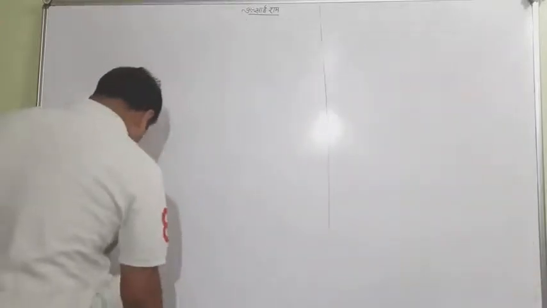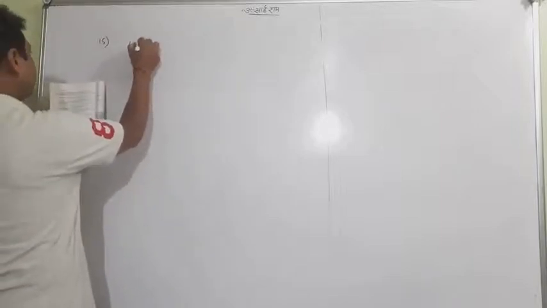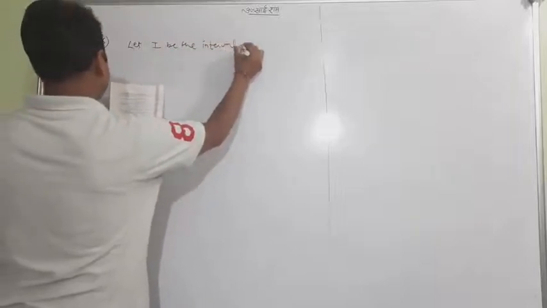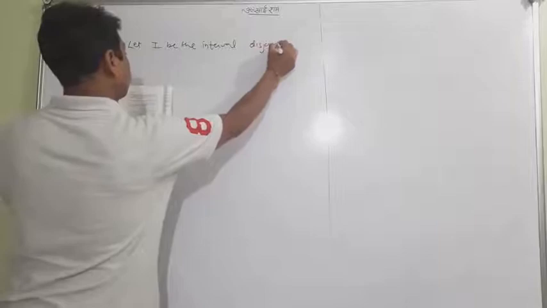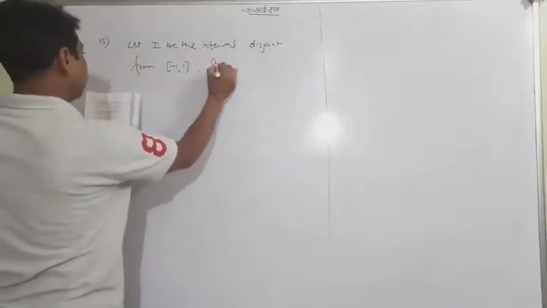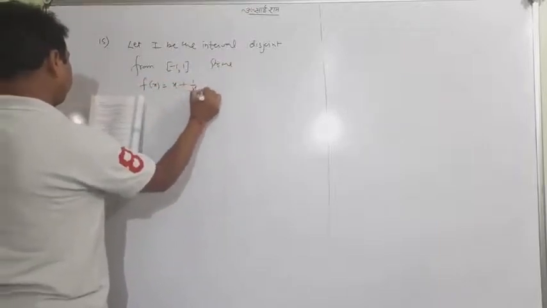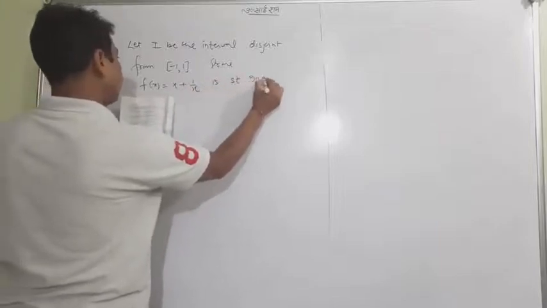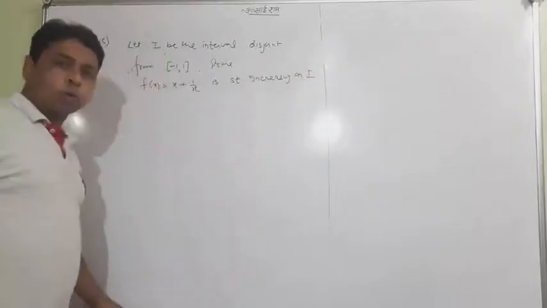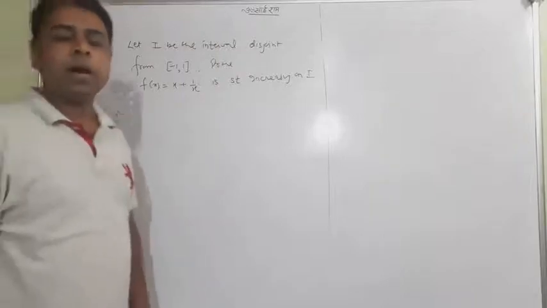We have the 15th one. Let I be the interval disjoint from minus 1 to 1. Prove that x plus 1 by x is strictly increasing on I. When you read this question, it will feel a bit tough, but we first have to understand what is going on.